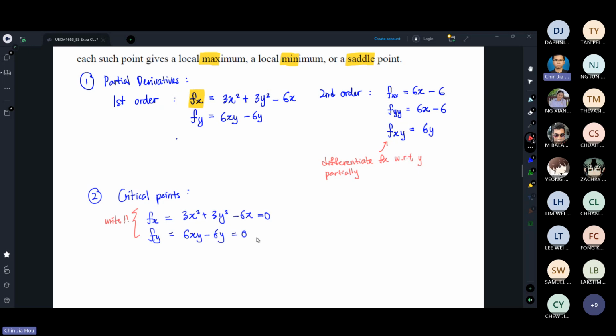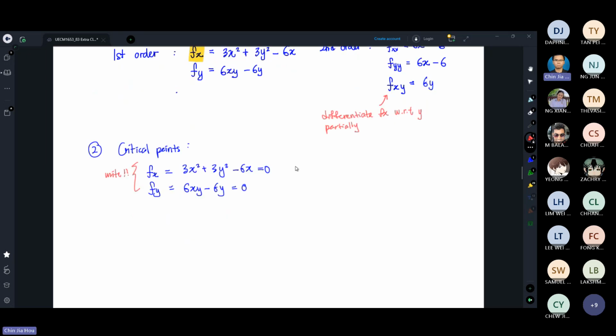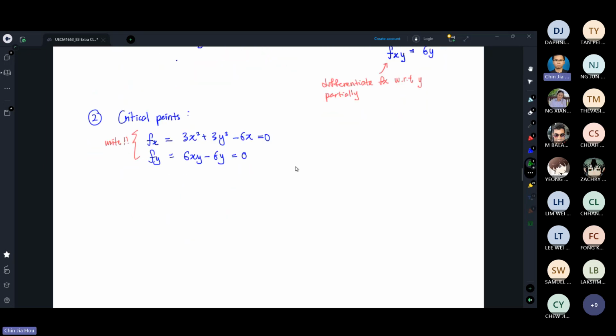Because it shows that you at least know what the first step of getting the critical point is. Okay, the rest is to solve simultaneous equations.